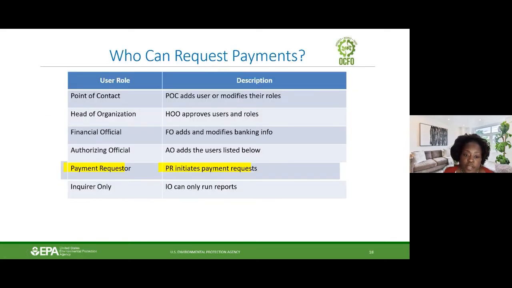Now that we have addressed the policy and features within ASAP drawing funds, next we need to determine who can request the funds. Ryan discussed the enrollment process and roles required. At least one user within the role must be a payment requester. This person is the individual that will be requesting funds on behalf of your organization. Next slide.